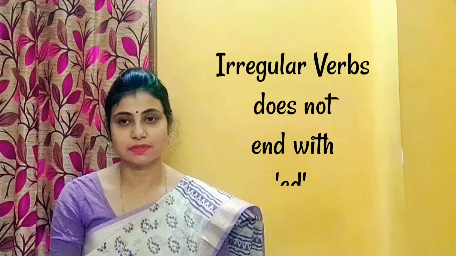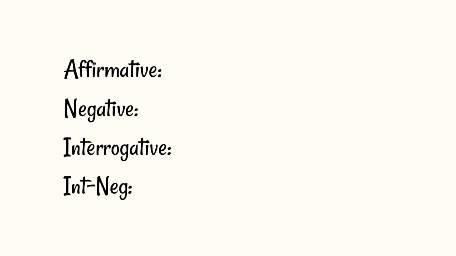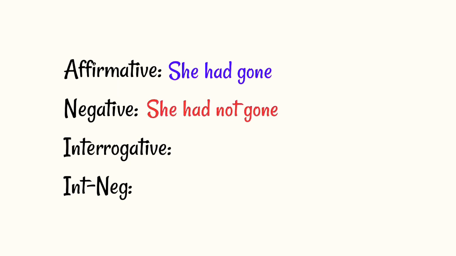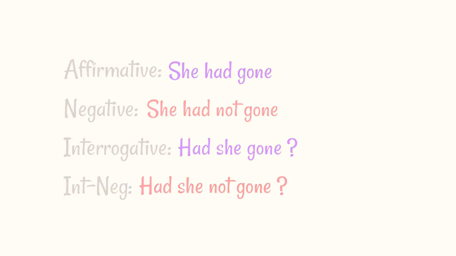Now we will do few examples based on the irregular verbs which does not end with ed. For affirmative sentence, this will be she had gone. For negative sentence, this will be she had not gone. For interrogative sentence, this will be had she gone. And for interrogative negative sentence, this will be had she not gone.